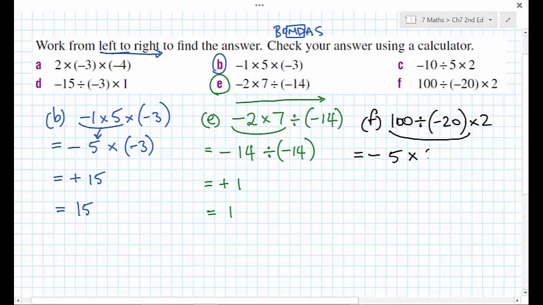And then I still have the multiplied by 2 on the end. Okay, I then think about negative times a positive will give me a negative answer. Okay, and 5 times 2 will give me 10. And so that's how I end up with my answer here.